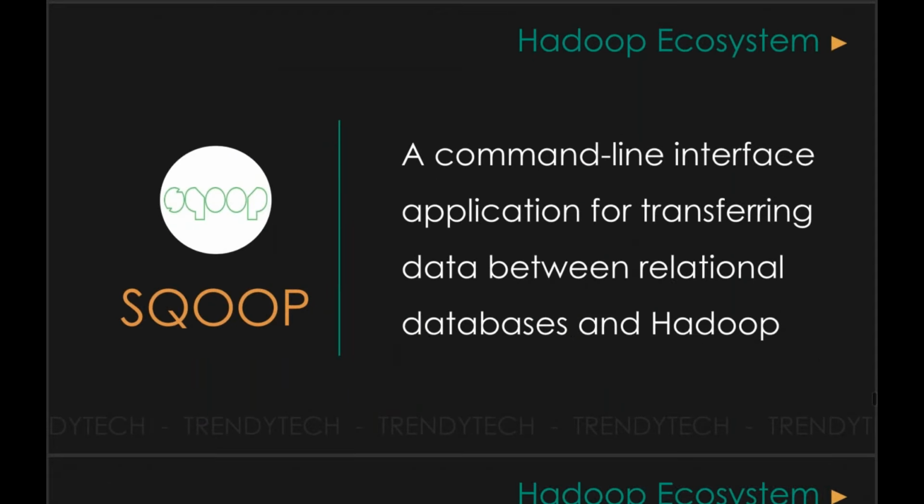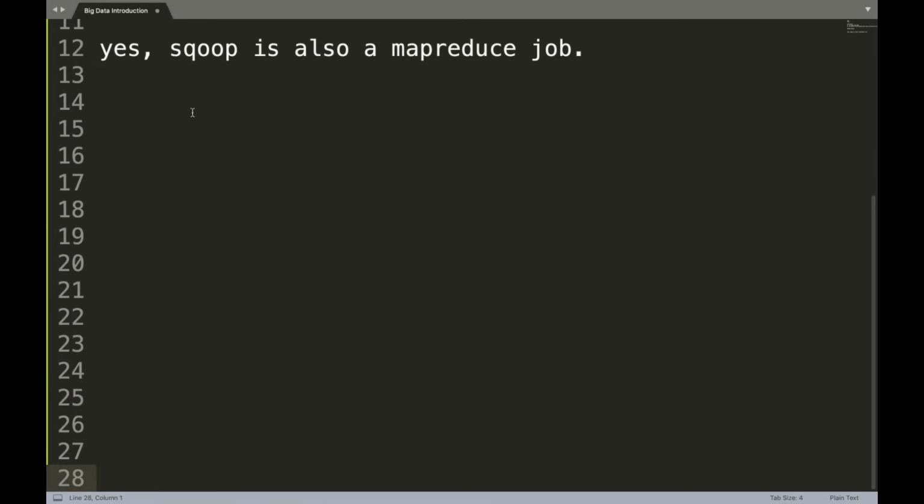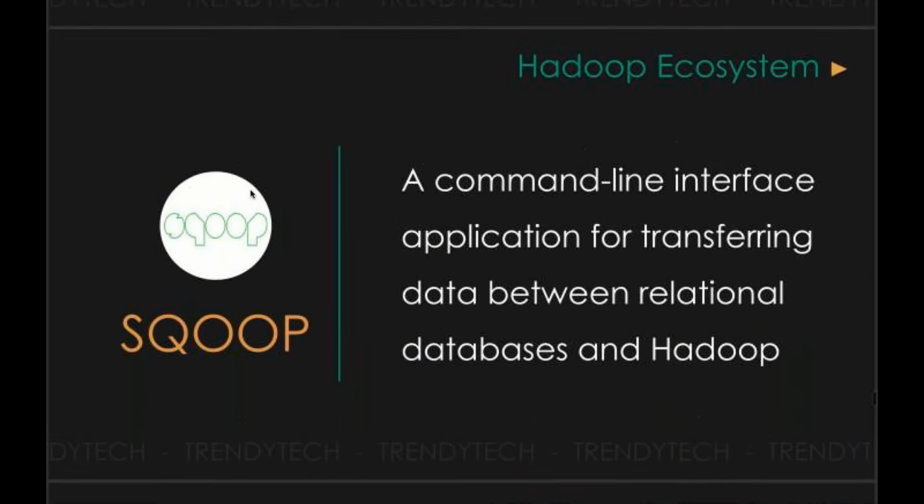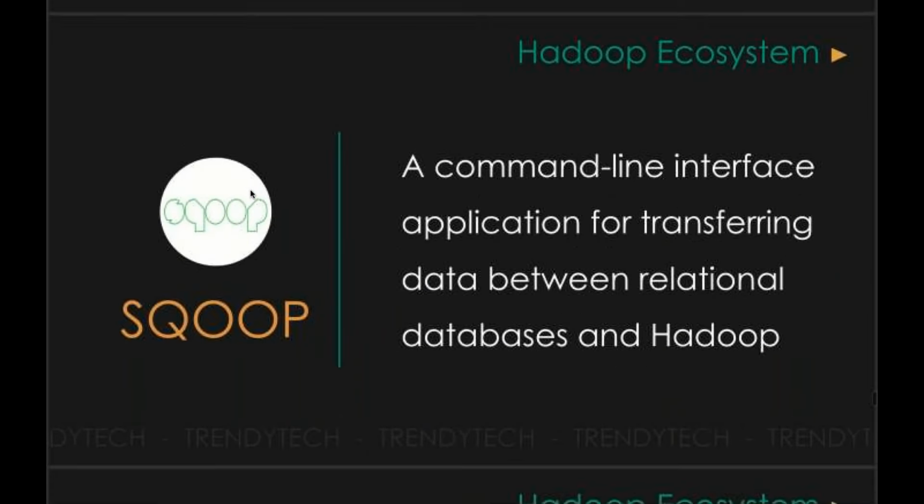And this is a special MapReduce job. As of now, whatever I'm thinking, I'm telling you, but just try to make a note of it for now. So Scoop is a special MapReduce job where only mappers work, right? It is a special MapReduce job where only mappers work.